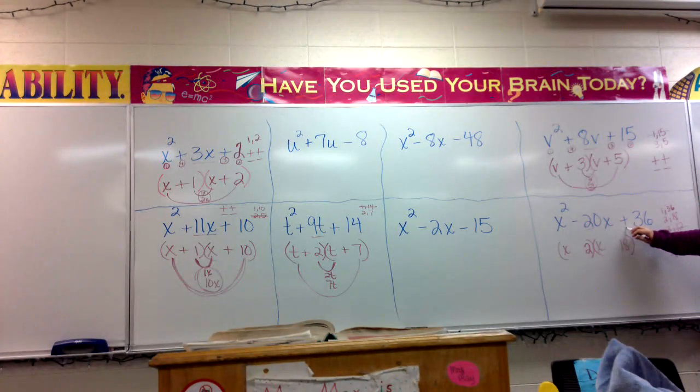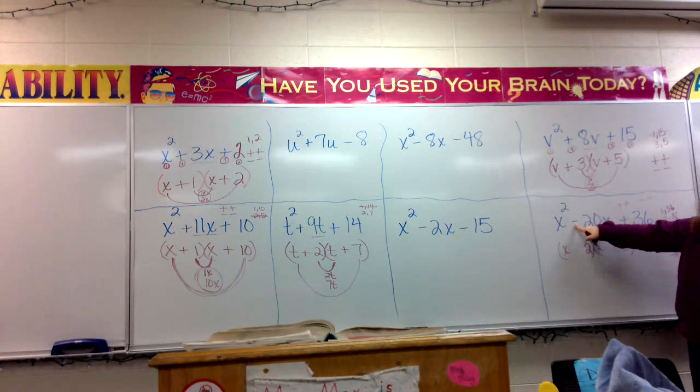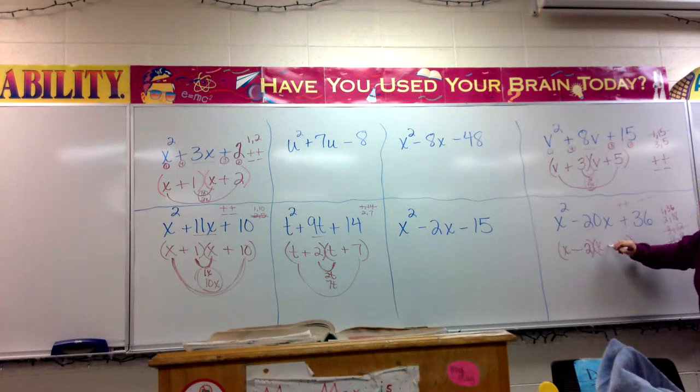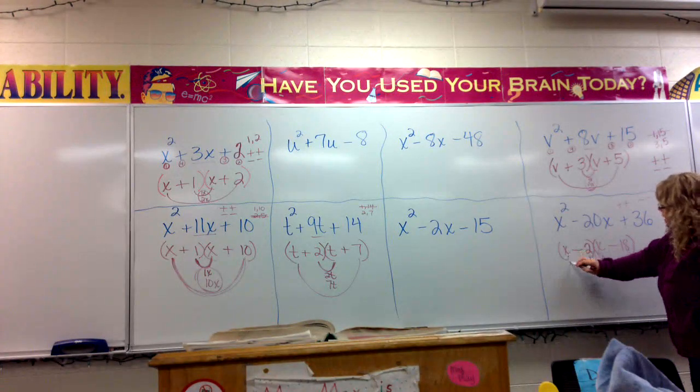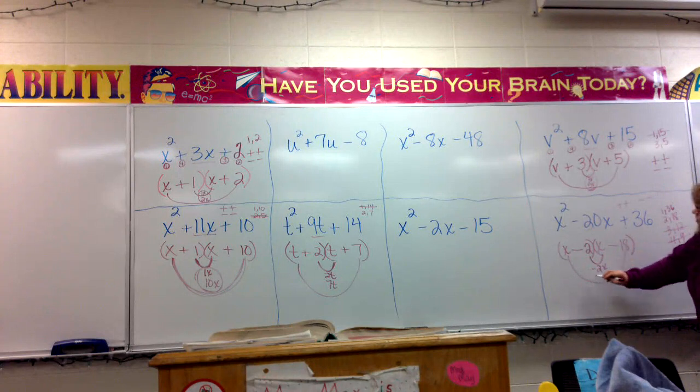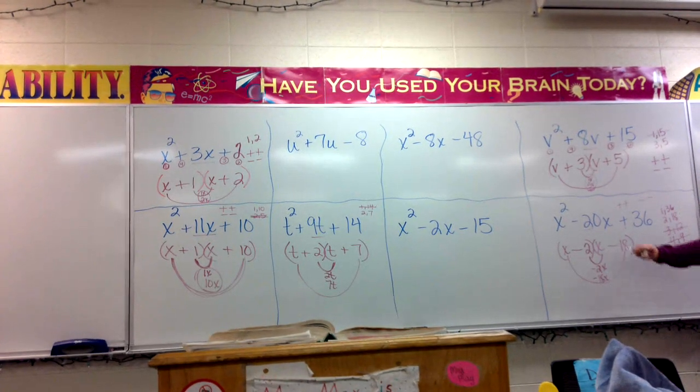Again, it's a plus again, so that means it's either plus plus or minus minus. But this time it's a minus, so it's minus minus. And then you want to do the inside-outside double check. Negative 2x, and this is negative 18x, which gives us negative 20x. Are we good so far?